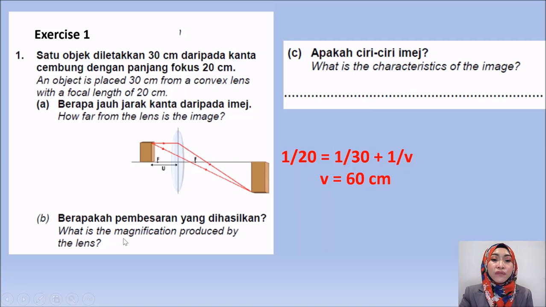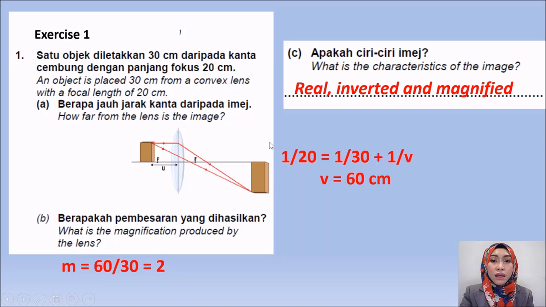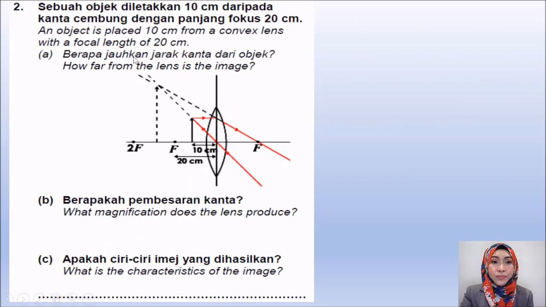Next, what is the magnification produced by the lens? By using the magnification formula, m equals v divided by u, the magnification produced is equal to 2. And what are the characteristics of the image? From the ray diagram, the image is real, inverted, and magnified. Let's move on to the next question.